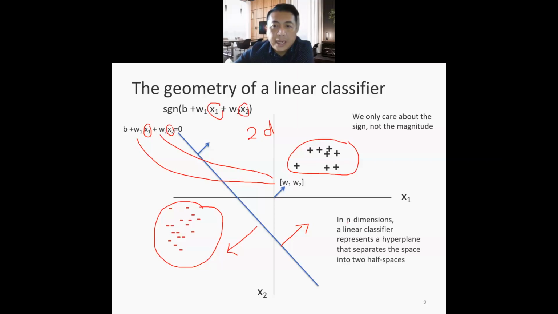This is only in 2D, because we have two variables here. In n dimensions, meaning we have n variables, a linear classifier represents a hyperplane that separates the space into two half spaces. So we are dividing the space into two parts. In 3D, we can imagine three variables, but four variables and above, we cannot visualize. It's beyond our imagination. So for this example on the slide, this is for the 2D.